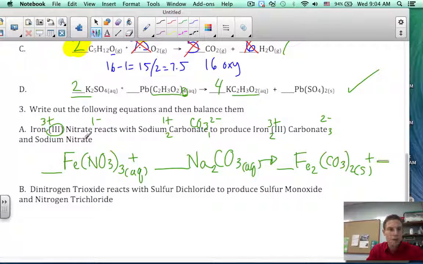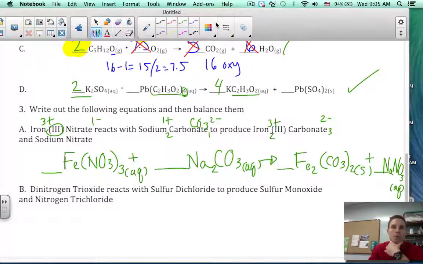So our other product is sodium nitrate. I'm going to erase those two lines. I'm going to write it very small. Sodium nitrate. Sorry about that sloppiness. I'm going to try to write it even smaller. Sodium nitrate, and that is aqueous.